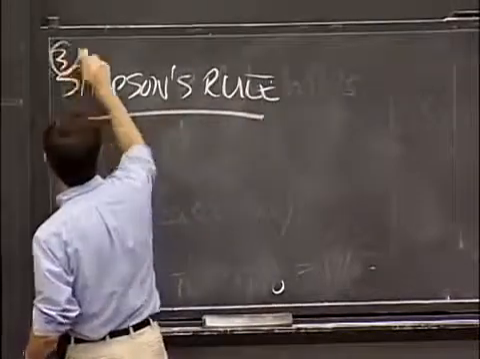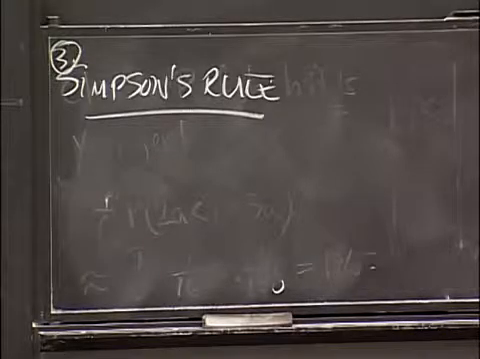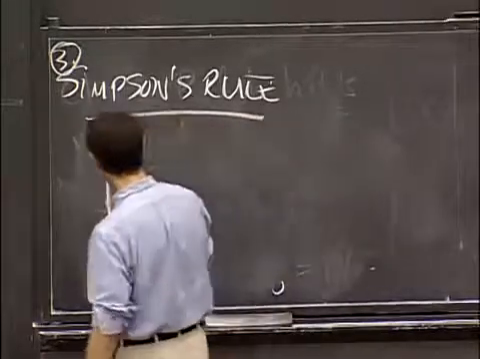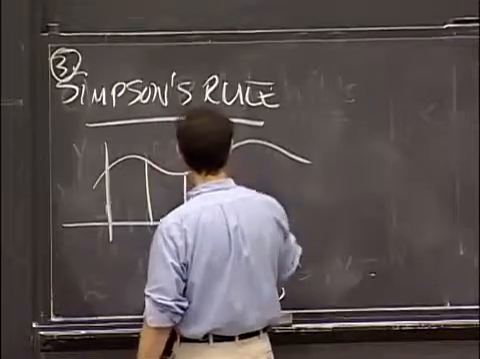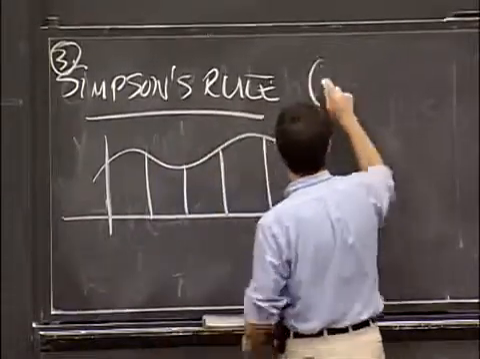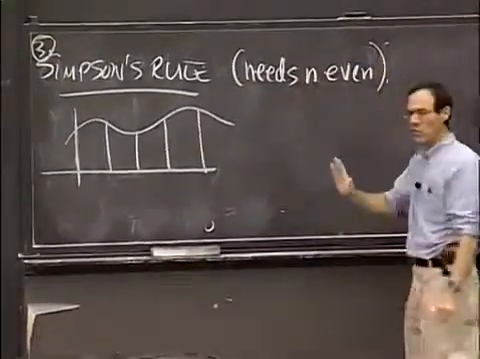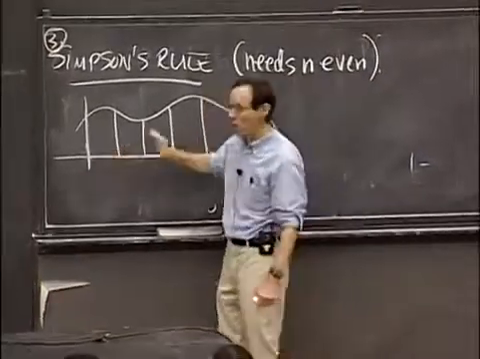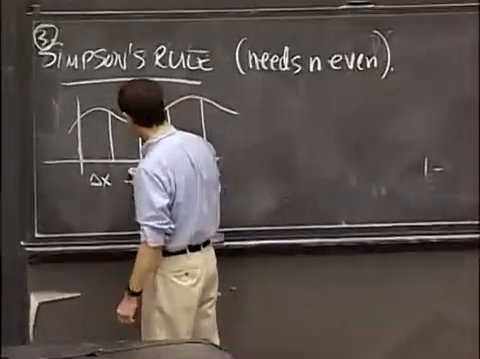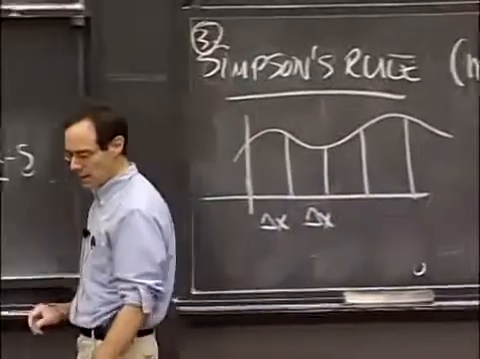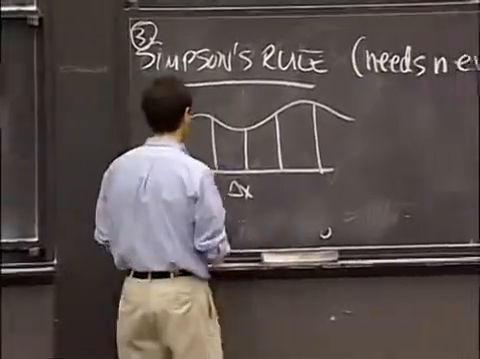And so this is, if you like, method 3. The idea is, again, to divide things into chunks. But now it always needs n to be even. In other words, we're going to deal not with just one box. We're going to deal with pairs of boxes. Here's delta x, and here's delta x again. And we're going to study the area of this piece here. So let me focus just on that part.